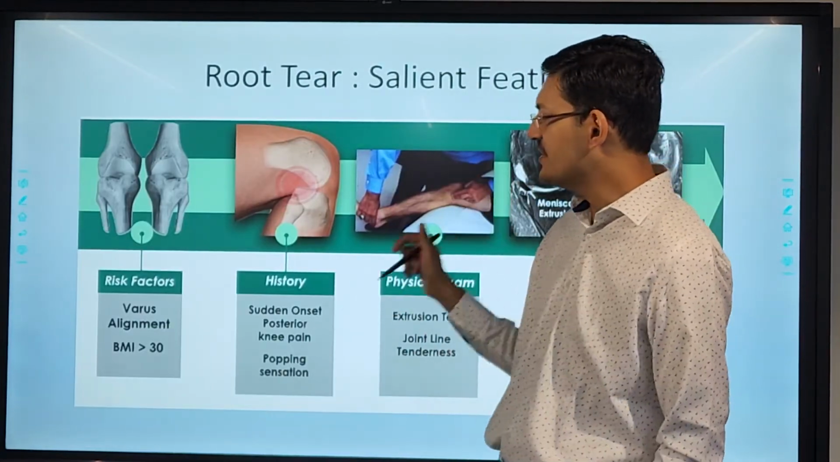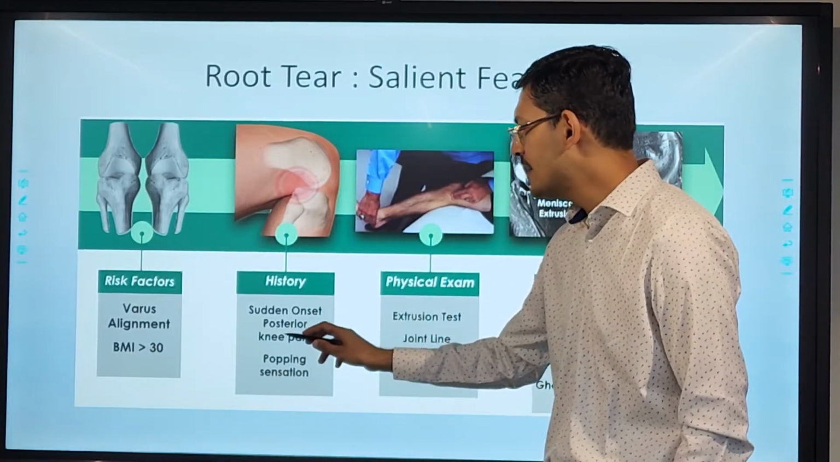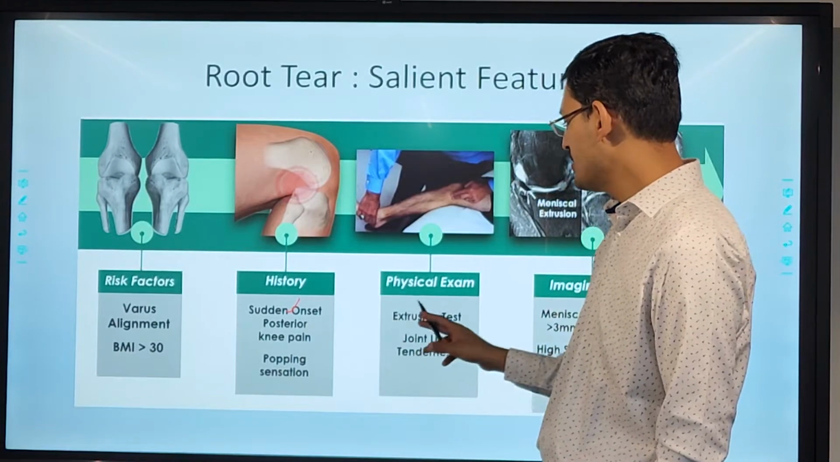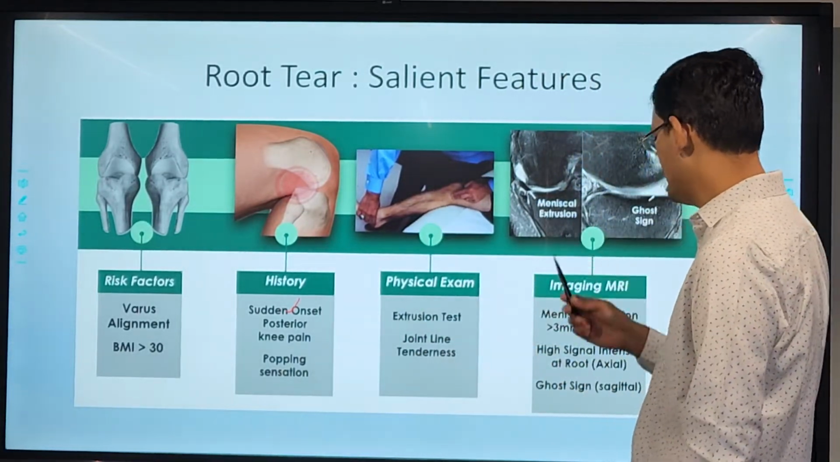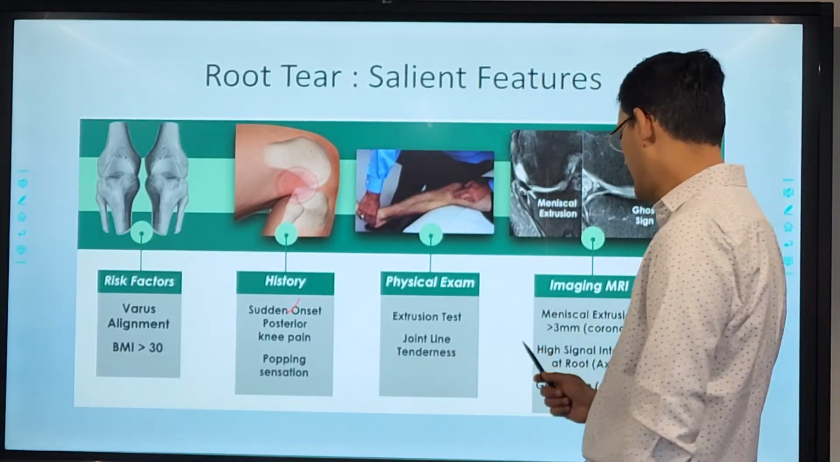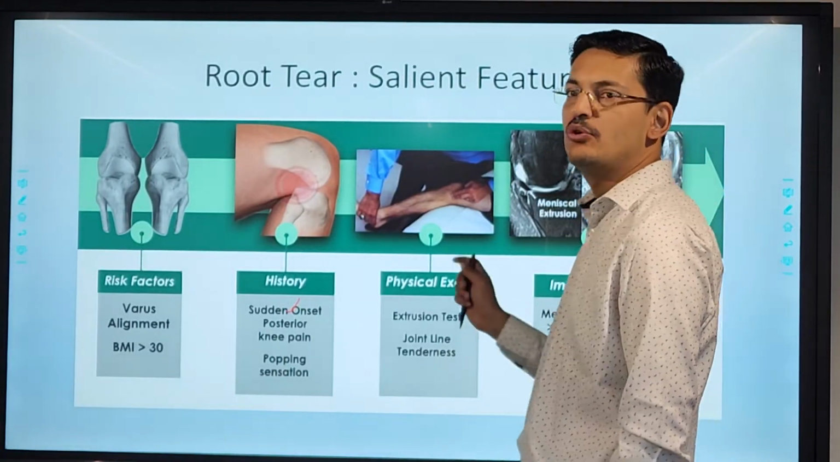Now, the salient features are varus alignment with a BMI more than 30, posterior knee pain which is sudden onset, popping sensation, the extrusion test will be positive, joint line tenderness will be there. You will be seeing the ghost sign. More than 3 millimeters of extrusion is classical for a root tear. You should have a high signal intensity in axial, and sagittally you will have a ghost sign.